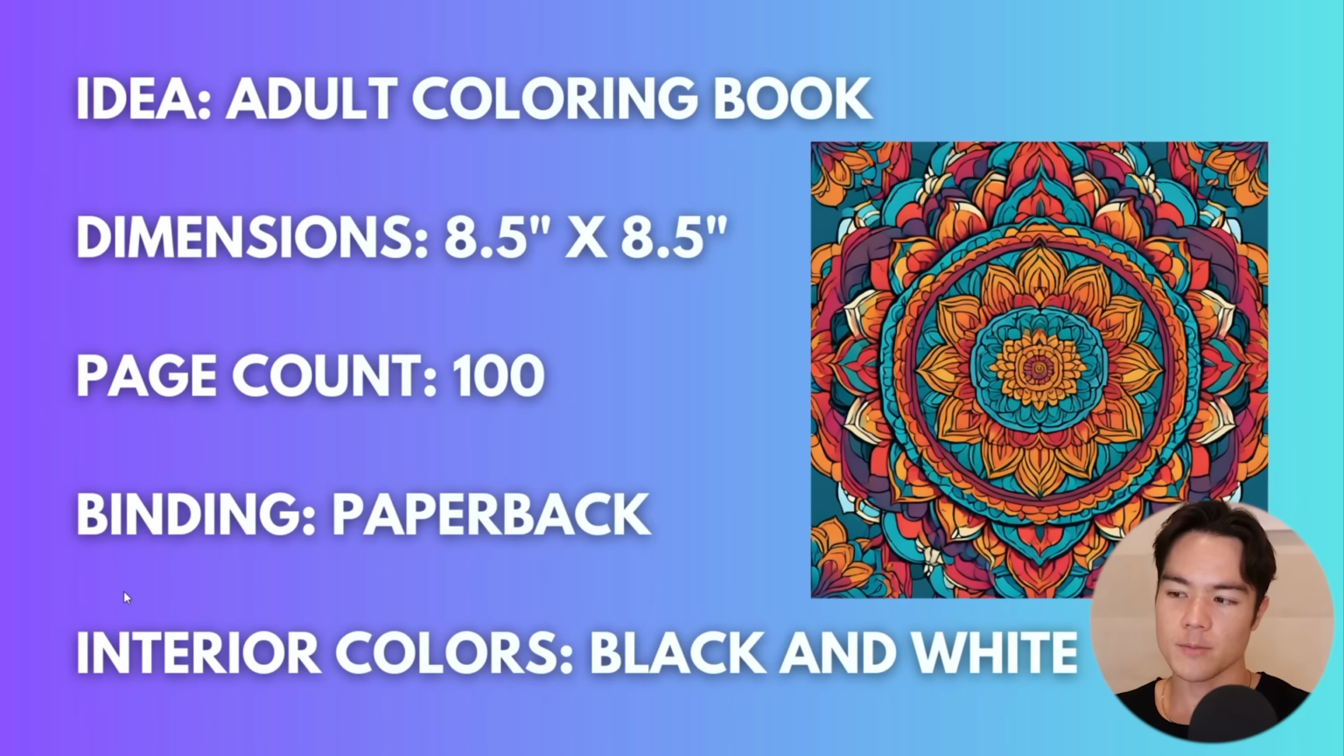The reason for this is because the coloring book will have 50 different photos, and whenever you or your kids try to color it, whatever kind of pen you use, it'll tend to bleed to the back of the paper. So that can affect the picture on the other side if it isn't separated by an entire page. So that is why it's 100 pages. The binding would be paperback and the interior colors would be black and white.